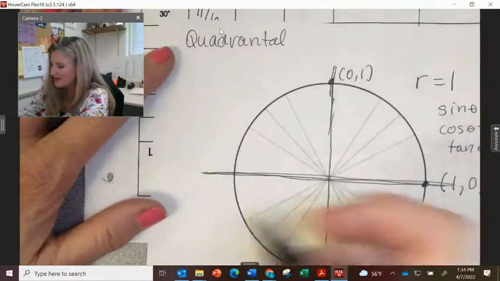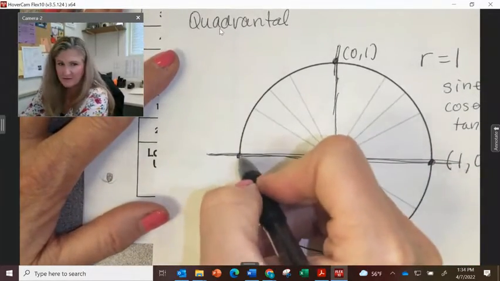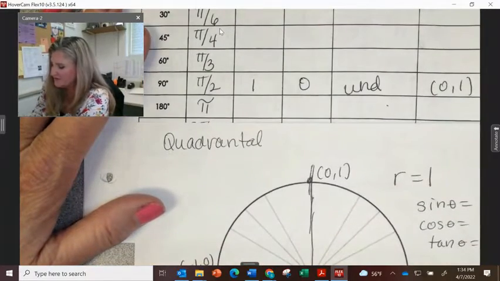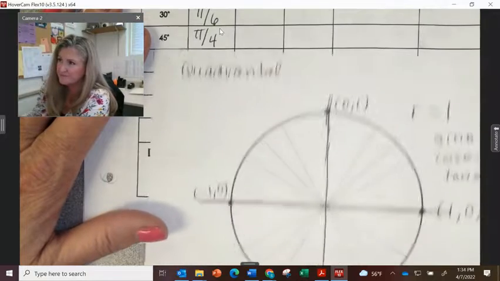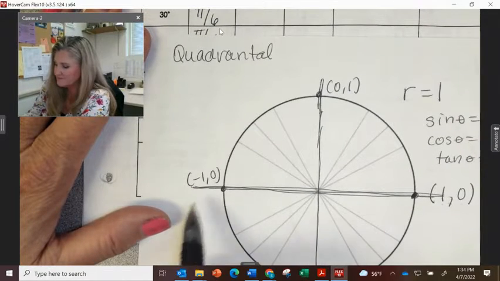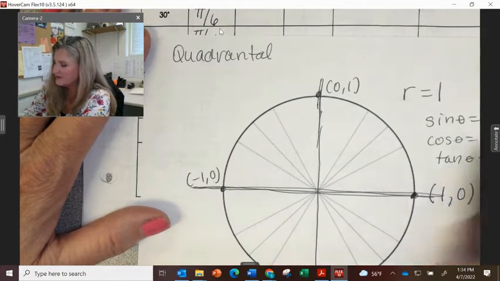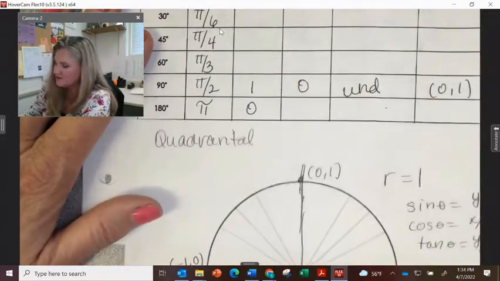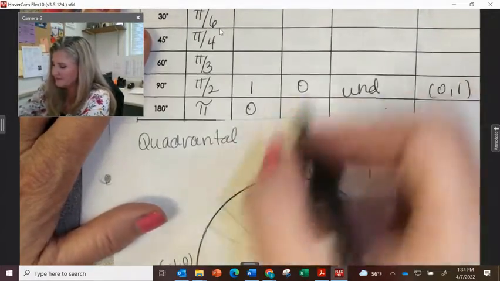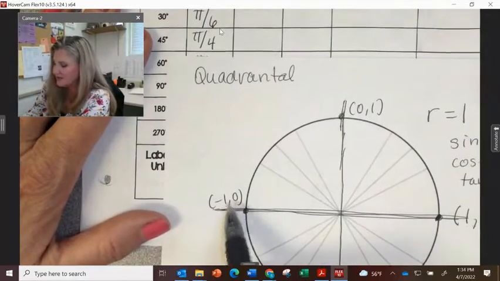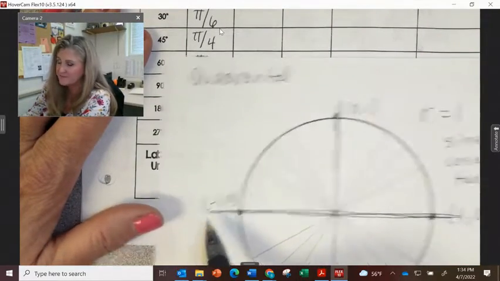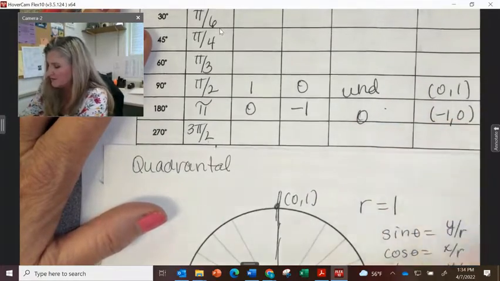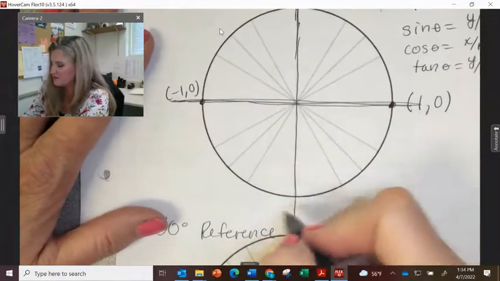All right, for pi, coming over here to pi, this point right here is going to be negative 1, 0. So what do you get for the sine? Sine is y over r, so it's going to be 0. What's the cosine going to be? Negative 1. What's the tangent going to be? Y over x, 0. And that point right there was negative 1, 0. All right, let's go to 270 degrees.